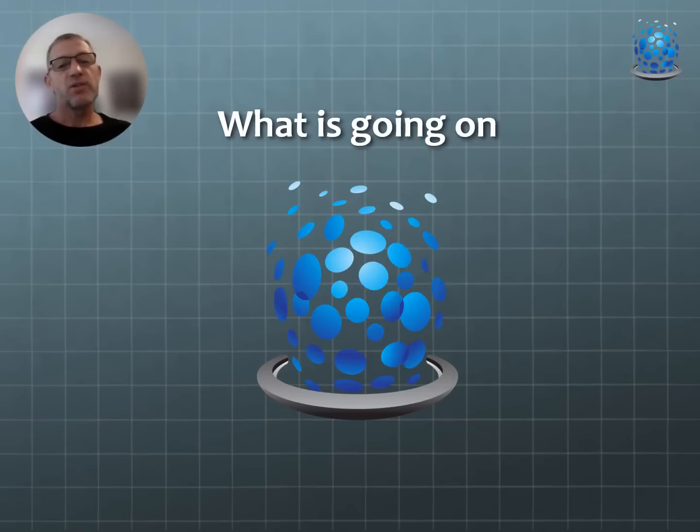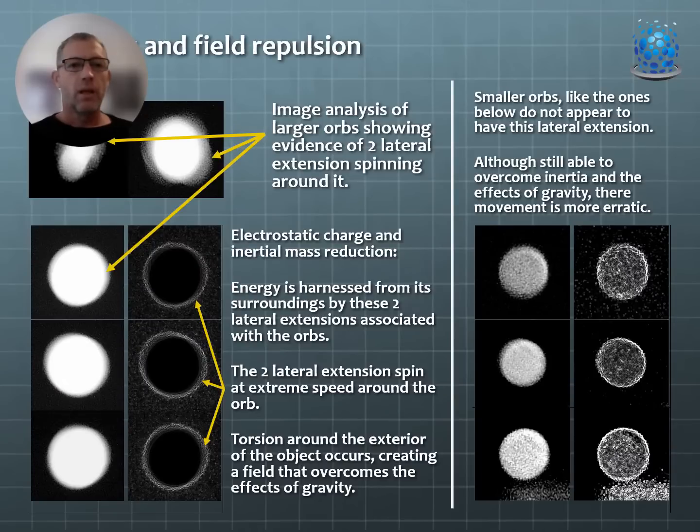I'd now like to spend a bit of time discussing what we think is going on and then relate that to a bit of background research in this area so the reader has a better understanding of why we've come up with these suggestions or interpretations of the results that need looking into in more detail. So let's look at the orbs and field repulsion.